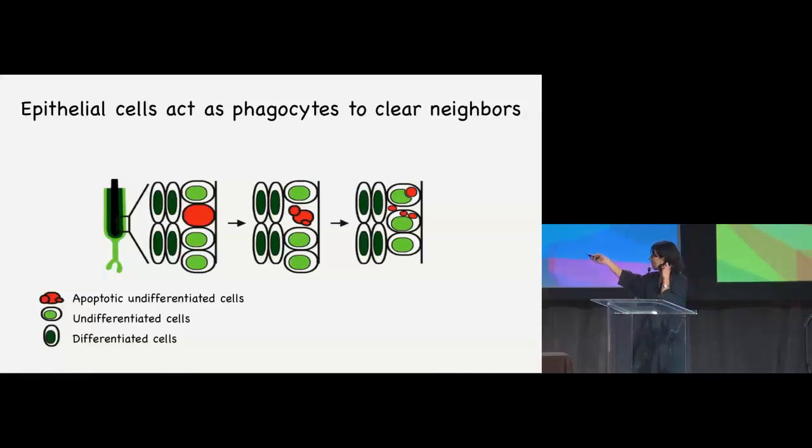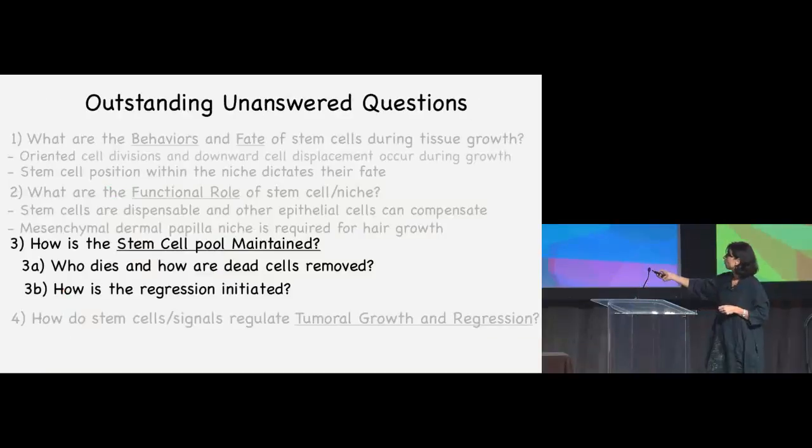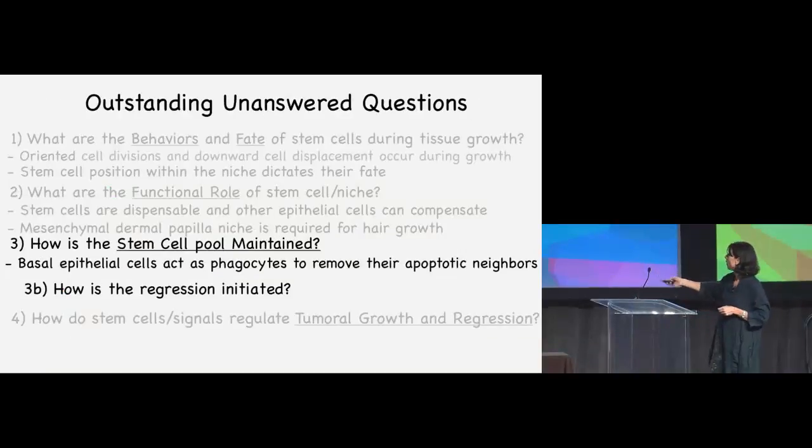So what Kai sees is, in essence, that these differentiated cells are protected from death, that these undifferentiated cells are targeted for death, and their apoptotic debris is internalized by neighboring cells. So to answer who dies and how dead cells are cleared, what Kai was able to demonstrate is that the basal epithelial cells act as phagocytes and collectively remove their apoptotic neighbors.